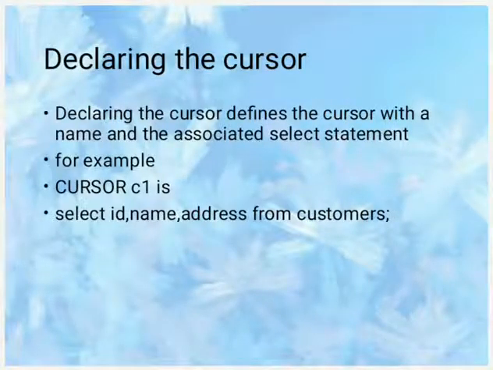Here is the description of the declaration section, or declaring the cursor. Declaring the cursor defines the cursor with a name and the associated select statement. For example, CURSOR C1 IS SELECT ID, name, address FROM customers. Here C1 is the cursor name and the SELECT is the select statement. In the select statement we can select the attributes or column names, for example ID, name, address from customers.